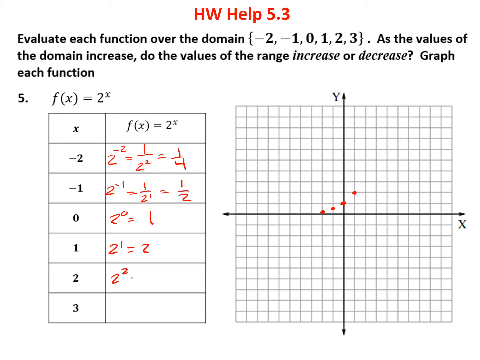And 2 squared is 4. So over 2, up 4. And then 2 to the 3rd is going to be 8. 2 times 2 times 2 is 8. 3, 4, 5, 6, 7, 8. And if I want to draw the graph then, it'll never cross underneath here, but it's going to come like this, and it's going to move up something like that. And that's your graph. That's an exponential function.